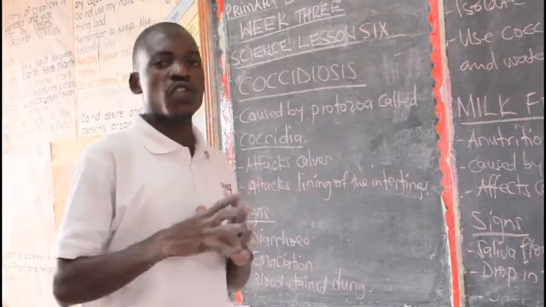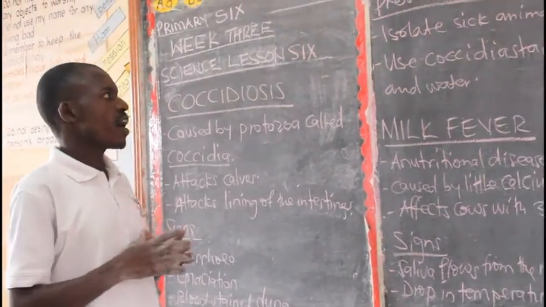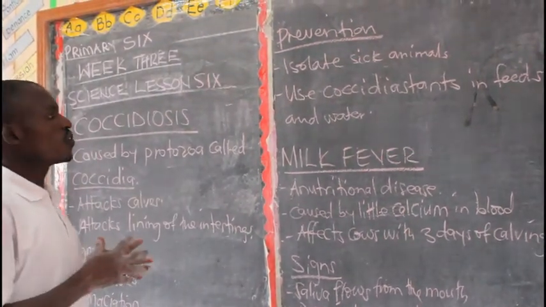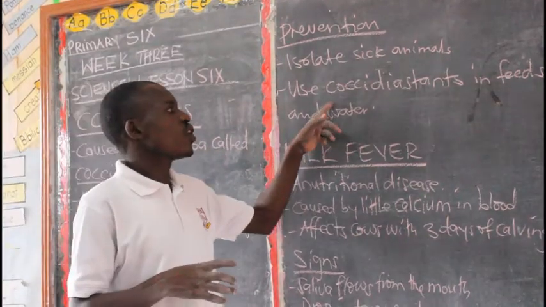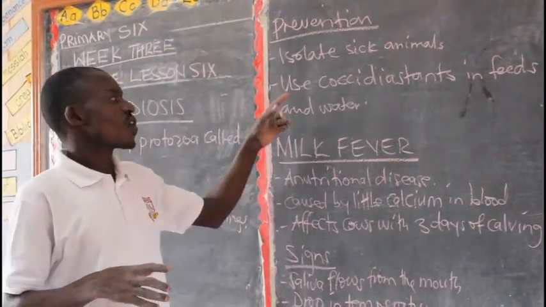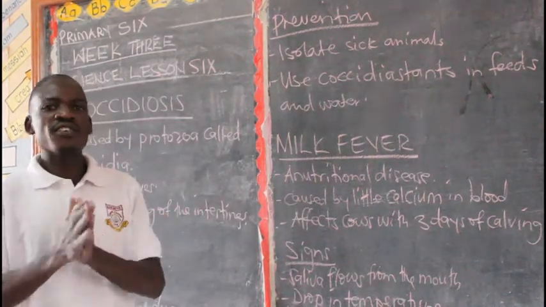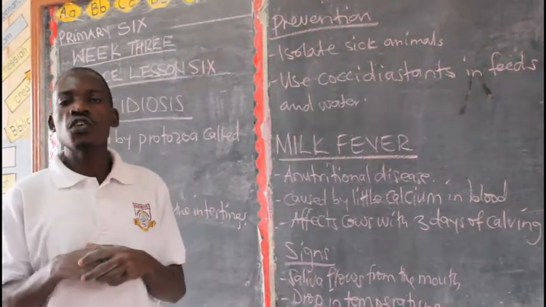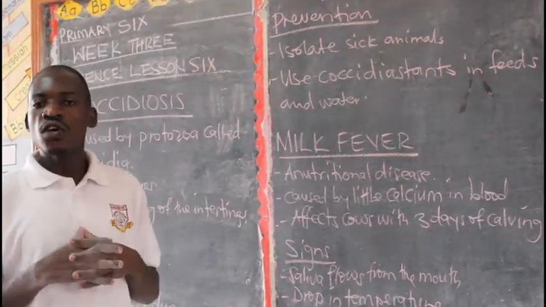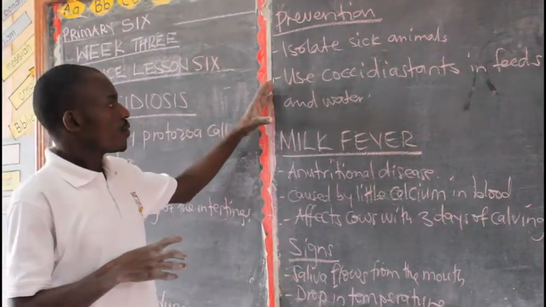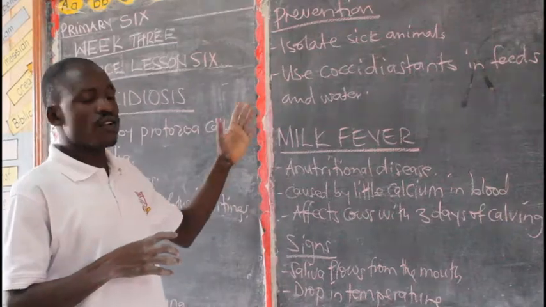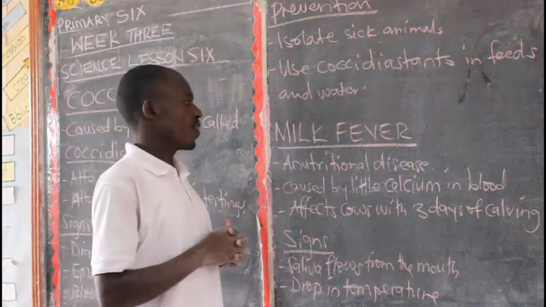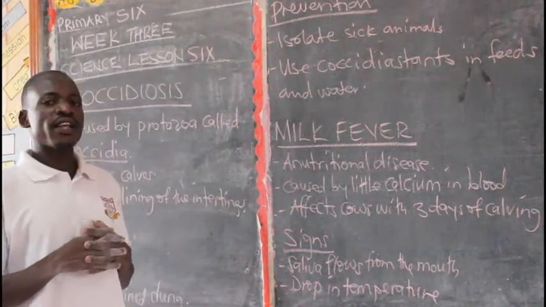Now, how can we prevent coccidiosis on our farm? One, isolate sick animals from the healthy ones. Then use coccidiostats. Coccidiostats are drugs which are put in feeds and water to kill the germs called coccidia. So if your farm is having such a disease, use coccidiostats to kill these germs in water and in the cattle fields.